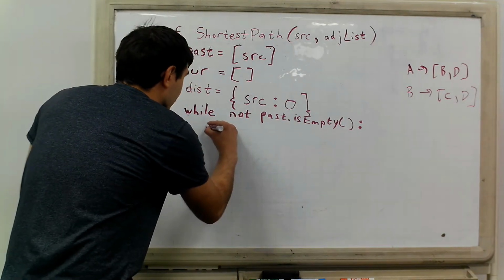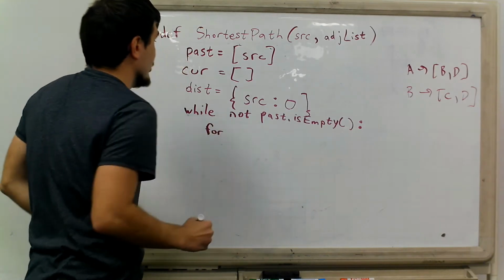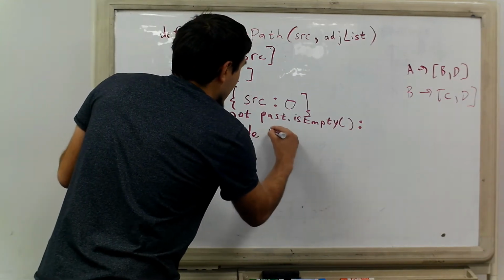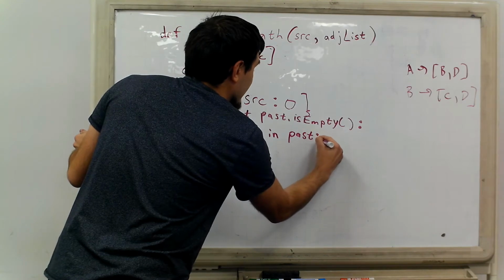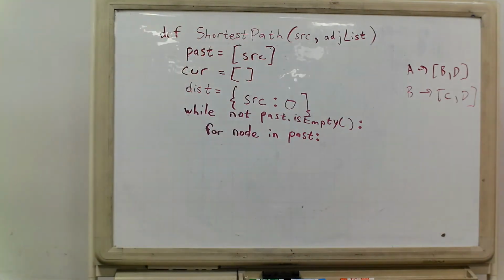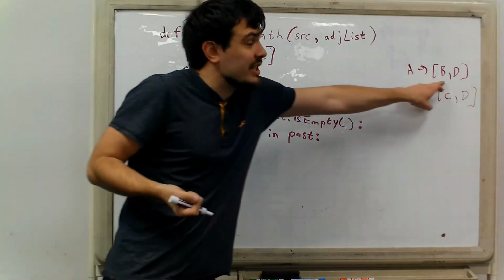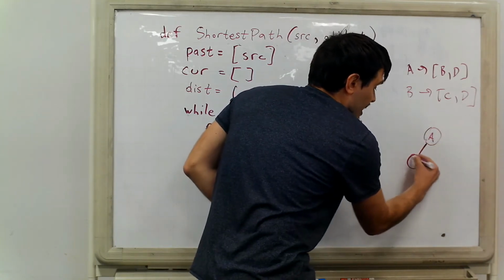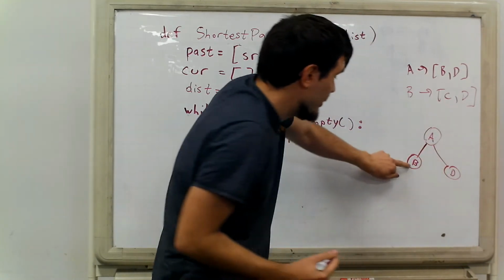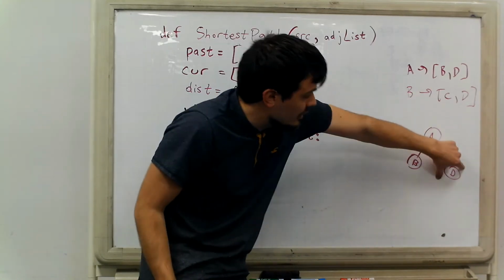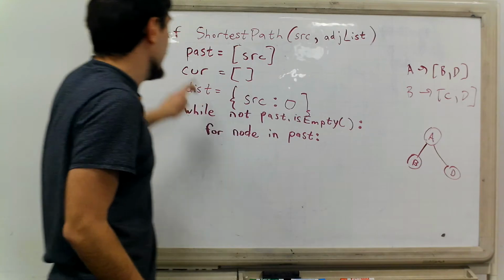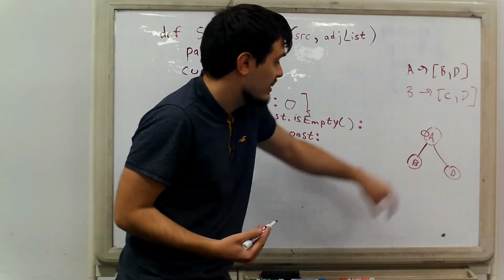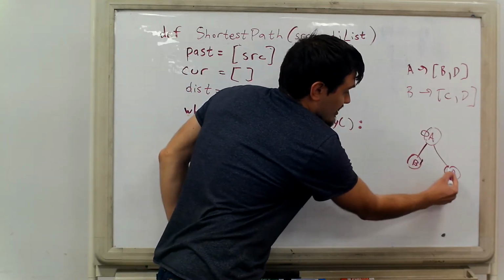Now what we want to do is loop over each node in the past. So for node in past, loop over all the nodes in the past. And for every node in the past, we want to loop over all of its entries in the adjacency list. So here we have a node A, and let's say it's our starting node. Let's say node A is connected to B and D. We want to take node A and loop over these nodes, and these are going to be added to the current variable. A is at distance 0, this is the only node that's known so far, and we're going to mark these nodes as being at distance 1. We're going to flood them.